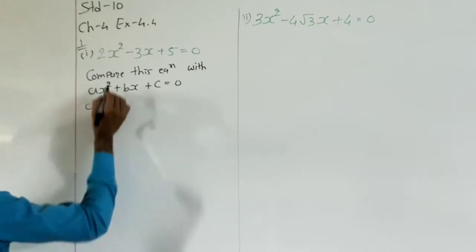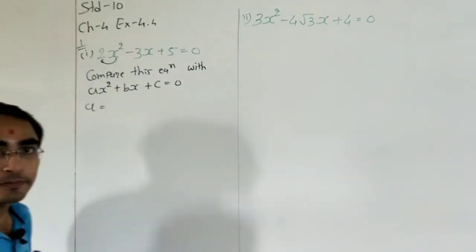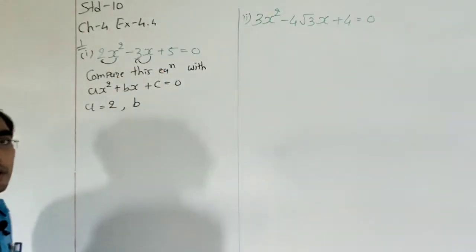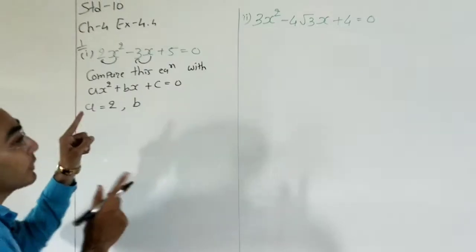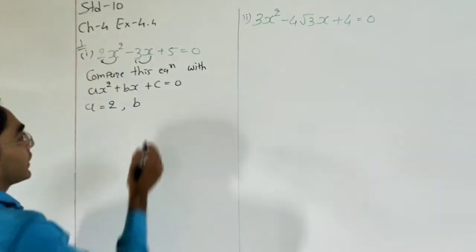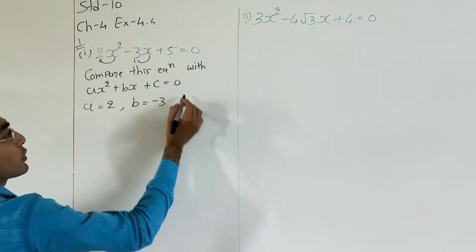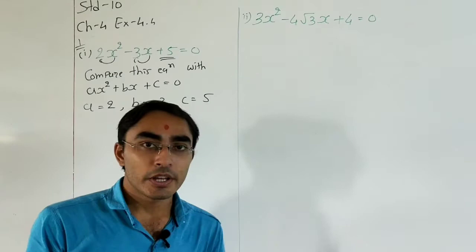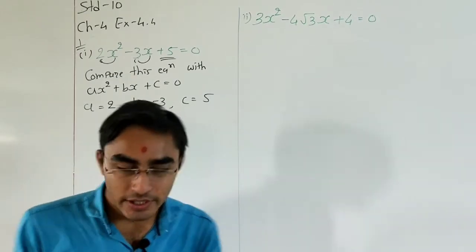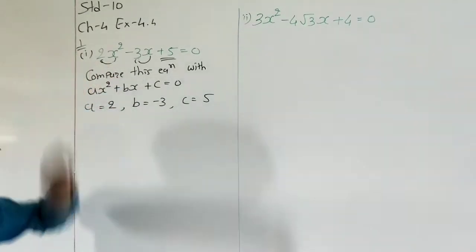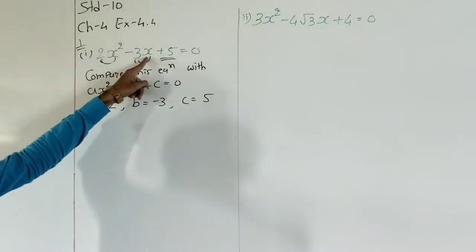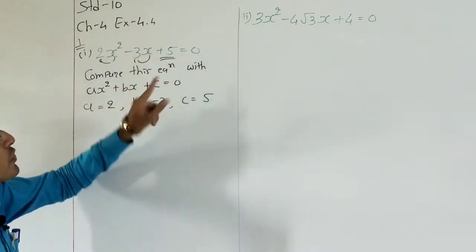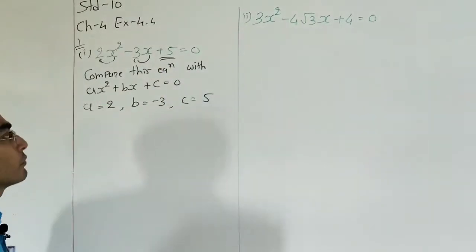Here a, that means the coefficient of x square, is 2. Then b, the coefficient of x, we need to write with the sign, so here minus 3. Then our constant term c is equal to 5. So a is the coefficient of x square, it is 2. b is the coefficient of x, it is minus 3. And the constant term c is equal to plus 5.